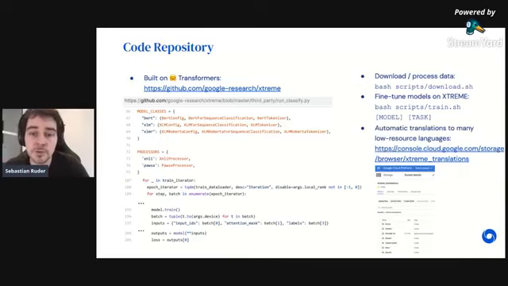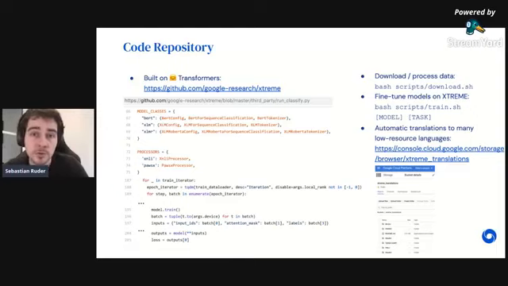And we've also open sourced a number of automatic translations to many low resource languages. So even if the original datasets do not include label data for the languages that you're interested in, you could use those automatic translations to analyze some potential failings of your model on some languages that you're interested in.